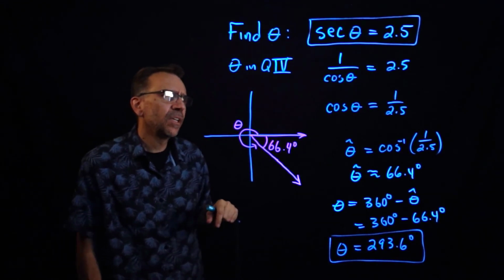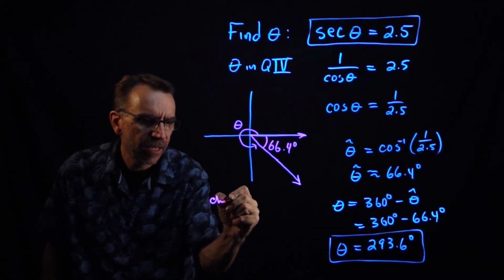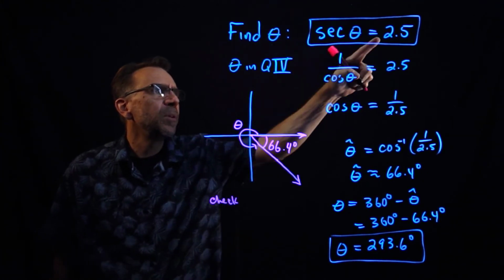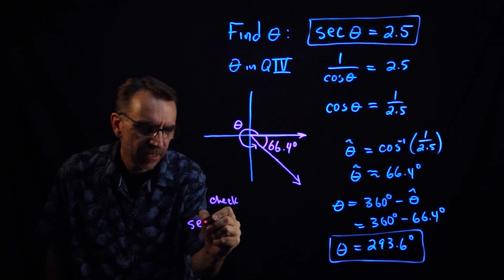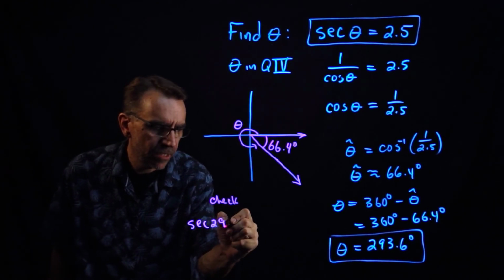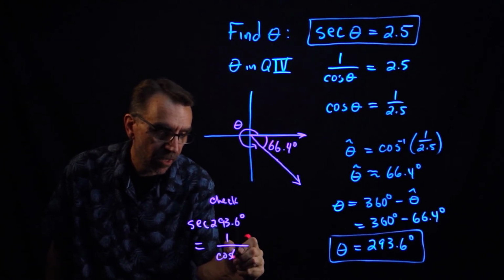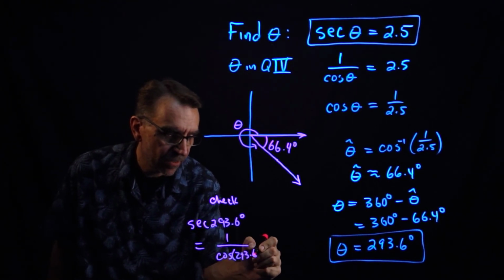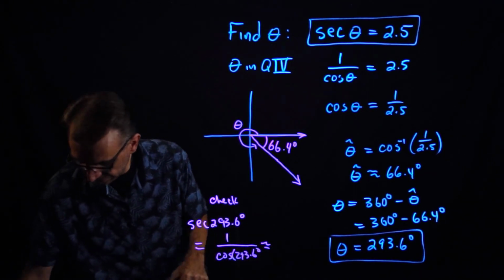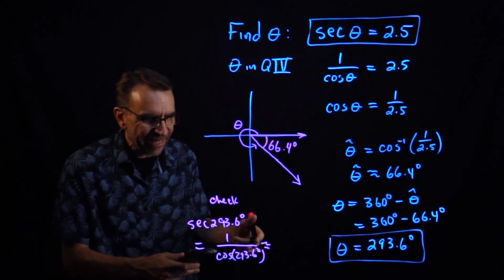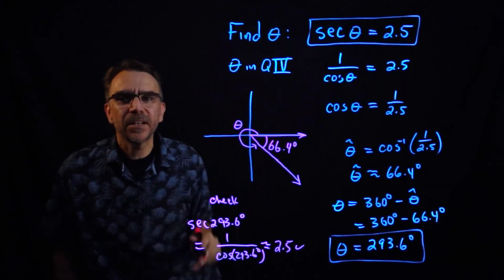All right, so that's going to be the angle that solves our original. And of course, you can plug that in to check. We would say we want it to be 2.5. So we would say secant of 293.6 degrees equals 1 over cosine of 293.6 degrees, right? And then we can do that on a calculator. And I get approximately 2.5, rounding off, and that's what we had.